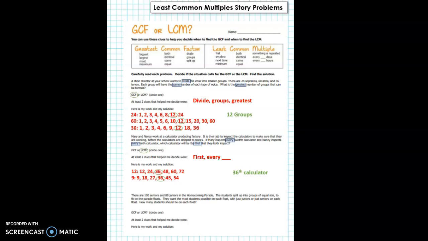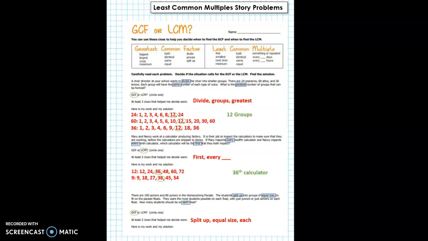So in order to do this, we have to look first for our keywords. The word each and split up and equal size tell us that we are looking for a greatest common factor. Another clue is that we can't make more students appear than what we already have, so we're splitting them into smaller groups. Factors are smaller than your original number, so we are looking for our greatest common factor. Words that help me decide were split up, equal size, and each.